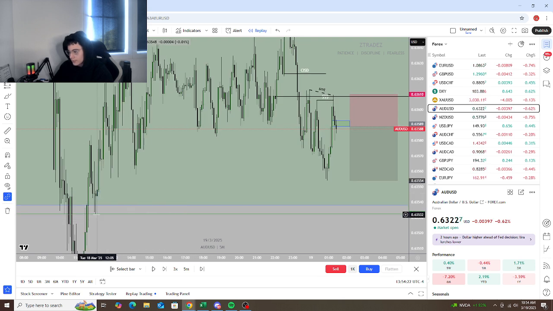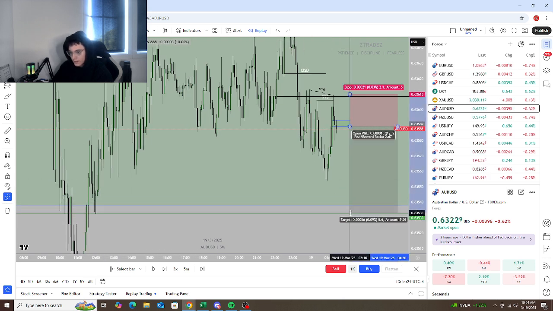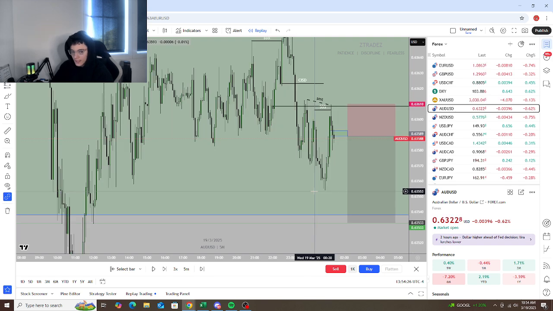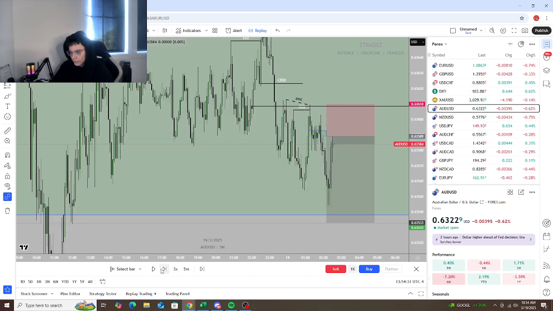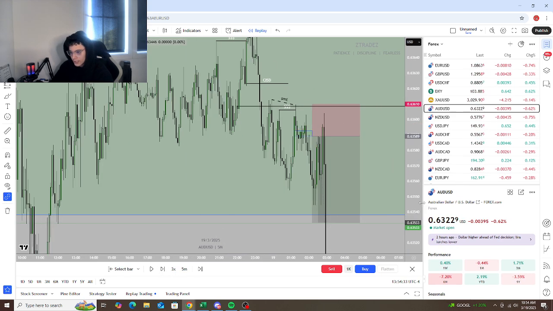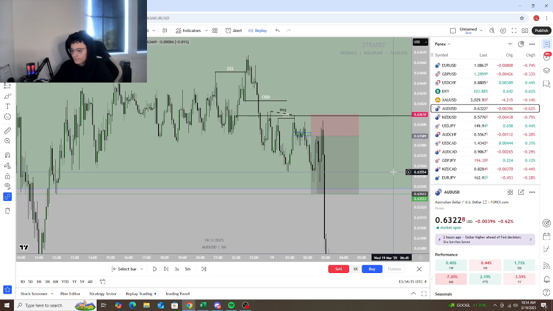But I marked out this prominent low right here in green, as you see. And that is a 2.67. That's acceptable. So let me show you. What does this end up doing? Boom, boom, and just like that, TP hit. Beautiful.